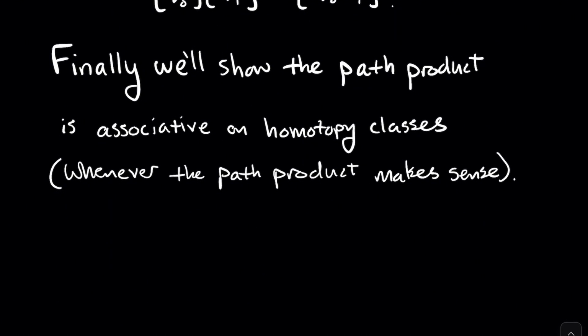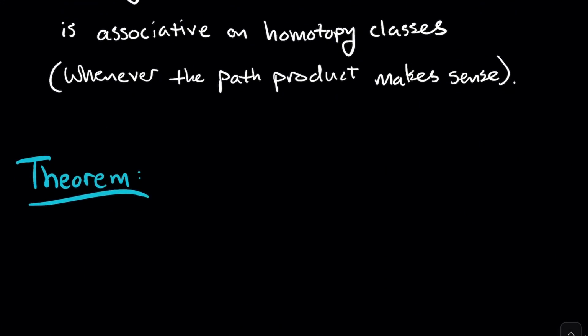Finally, we'll show that this path product on these equivalence classes is associative. Again, whenever the path product makes sense. So just to recap, path product on its own, without talking about equivalence classes and homotopies, is not so good, not associative. However, when you think about doing the operation on the homotopy equivalence classes, then the path product's fine. And that's what we're going to prove, that it is associative.